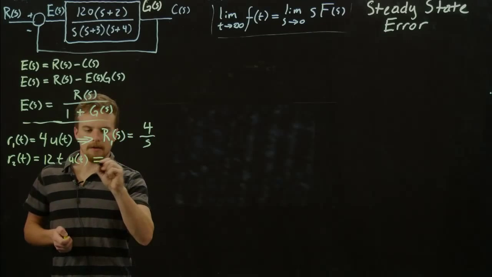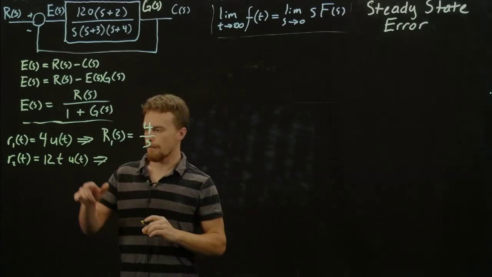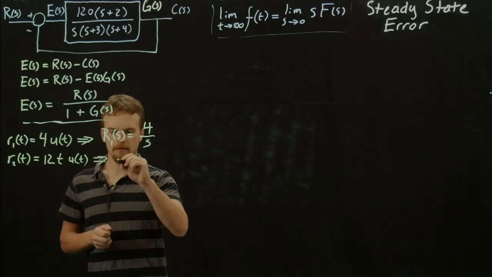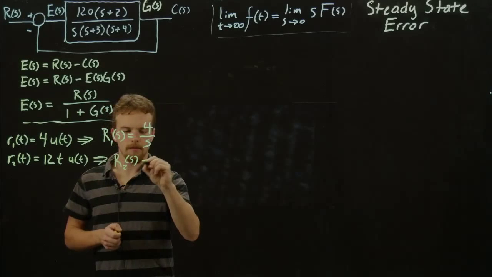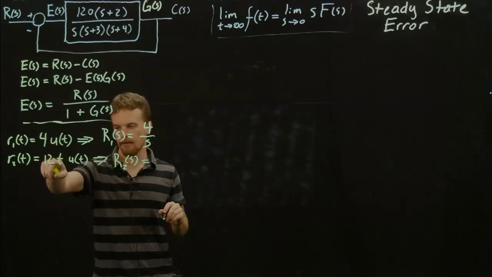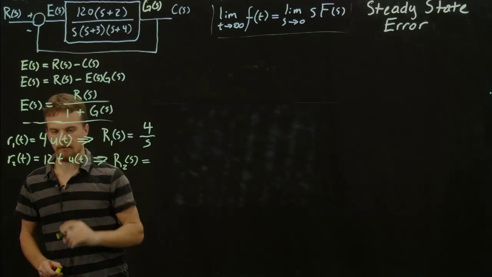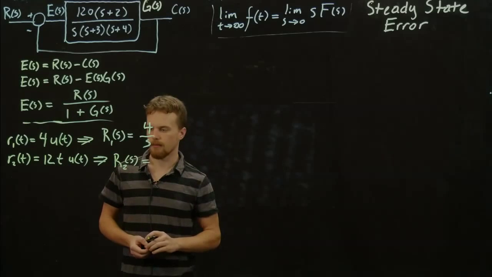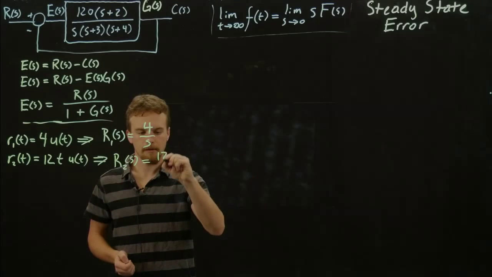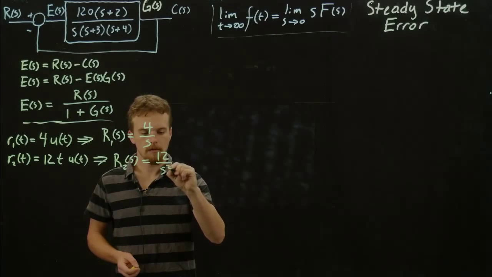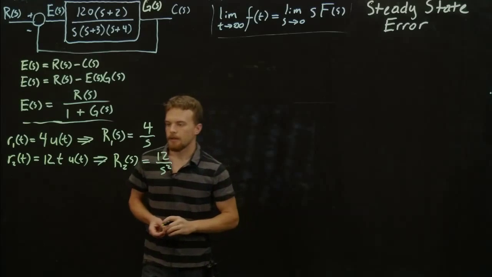So what is this in the Laplace domain? That is 12 times, call it R2 of s, is equal to, okay, again we have an arbitrary constant, and the Laplace transform of t, a ramp input, is 1 over s squared. So this gives us 12 over s squared. Okay, so that's our second input.